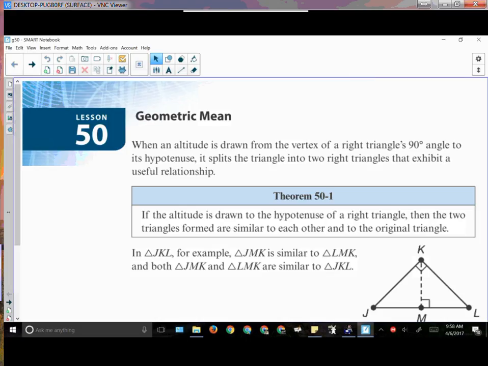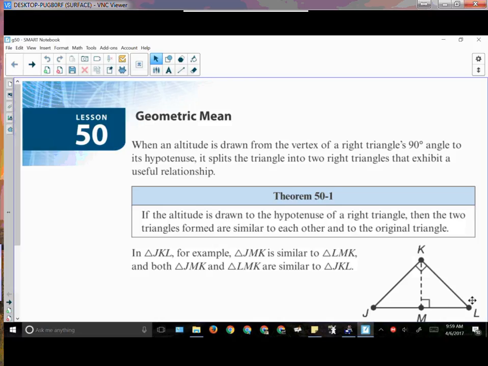Okay, we're going to take a look at the geometric mean. Now, what the geometric mean is going to be and how we're going to use it to begin with here is an altitude drawn from the hypotenuse of a right triangle to the right angle. So hypotenuse up to the right angle. This breaks the triangle up into two smaller triangles that are similar to the original one.